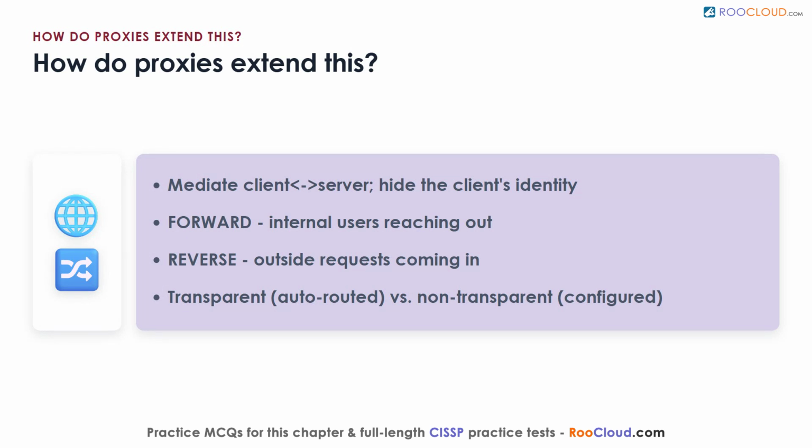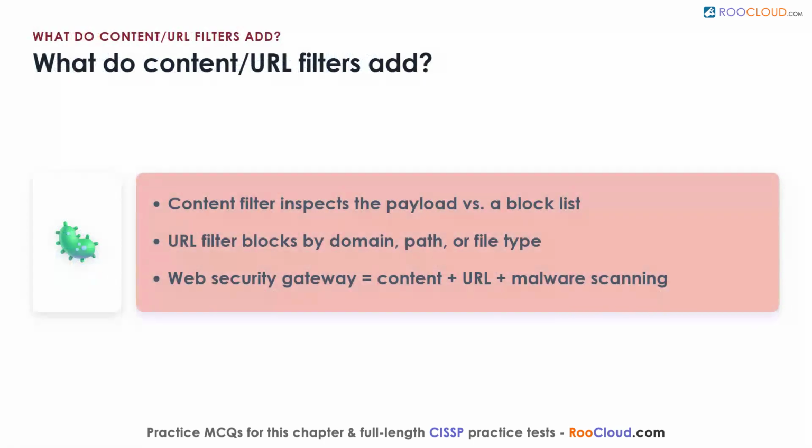If clients are pointed at the proxy without being configured for it, it is transparent, and if clients are explicitly set to use it, it is non-transparent. Along the way, proxies can also cache content and filter sites. Think of a personal assistant who places all your calls under their own name, so the people you contact never see your direct line. What do content and URL filters add?